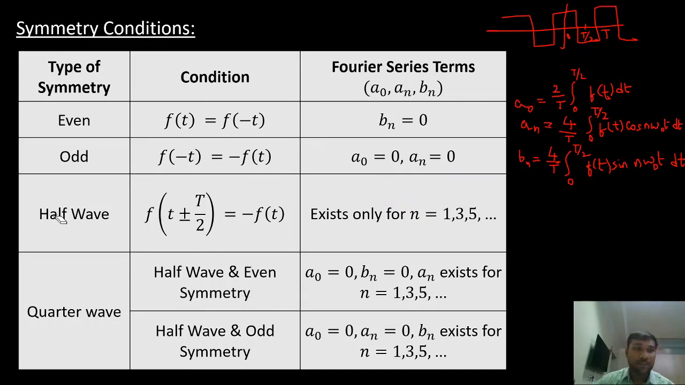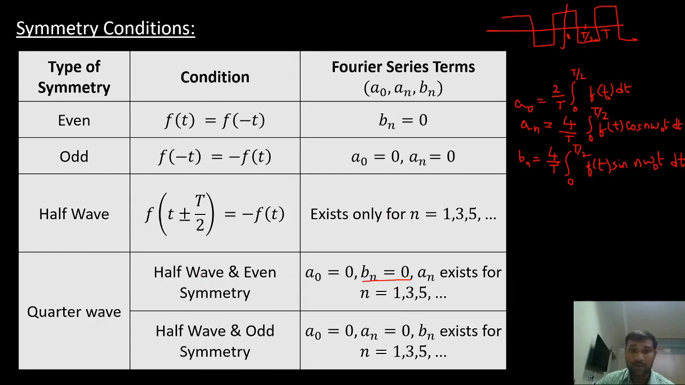If my signal exhibits both half wave and even, or half wave and odd symmetry, such signals are called quarter wave symmetric. If my signal exhibits half wave and even symmetry, both these conditions, this condition for even signal and this condition for half wave symmetry, combine together. For even signals, what happens? Bn is equal to 0. So Bn is 0 and A0 and An are given by these equations.